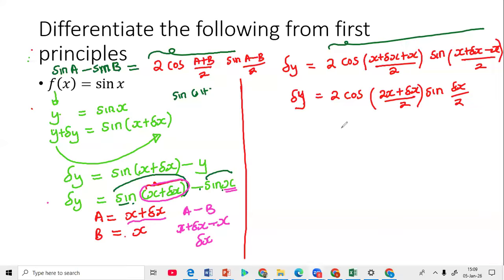Teacher, can you only apply factor formulas, or is there also another method you can apply there? Now here, the only method we can apply is going to be the factor formula. Okay, thank you.